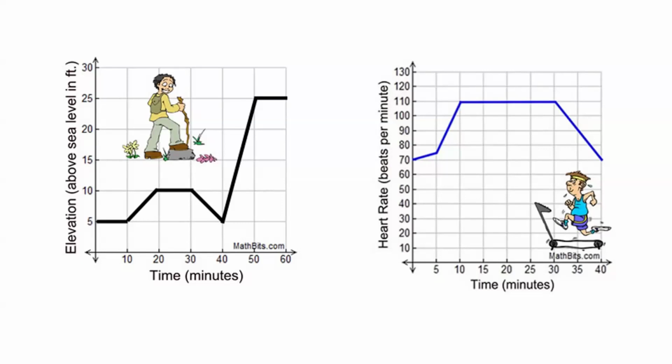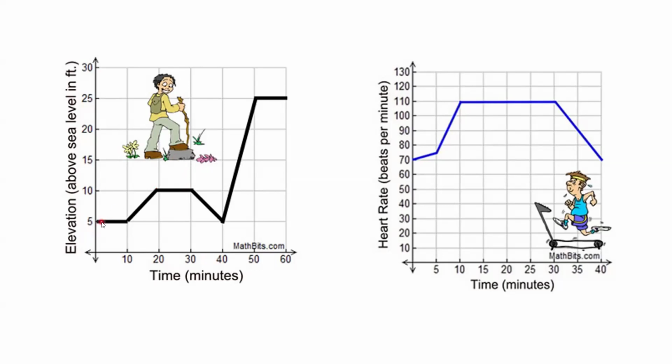So if we look at the one on the left here, if we check out our labels, we can see our x-axis is measuring time, and then our y-axis is measuring elevation. And based on the picture and the labels, it looks like we are telling a story here. We are tracking somebody's hike up a mountain or up a big hill.